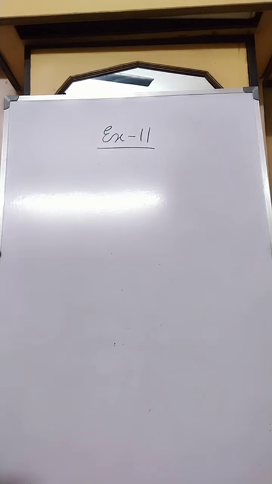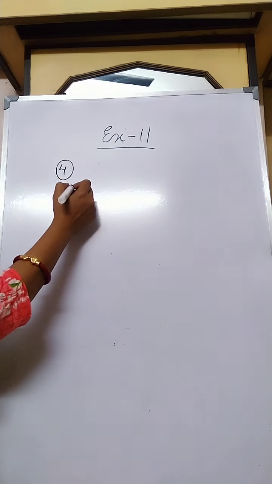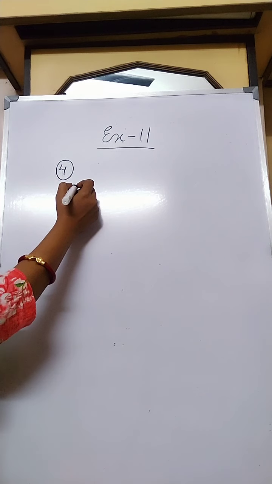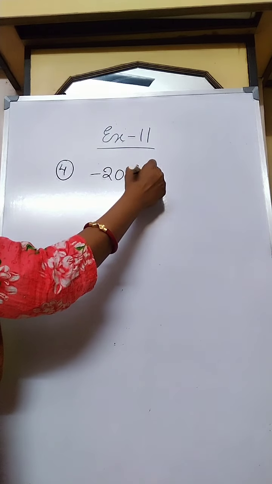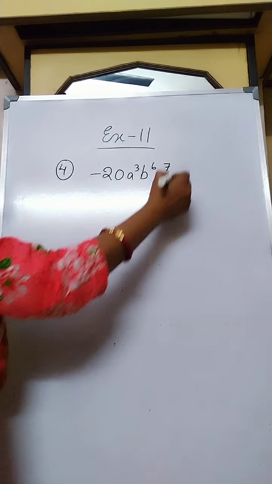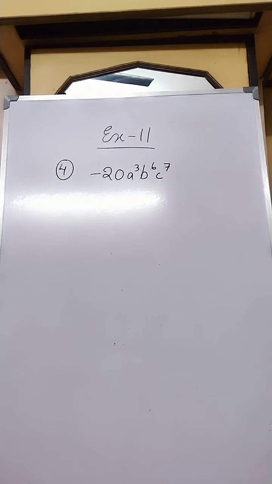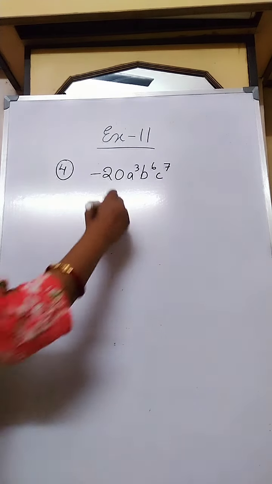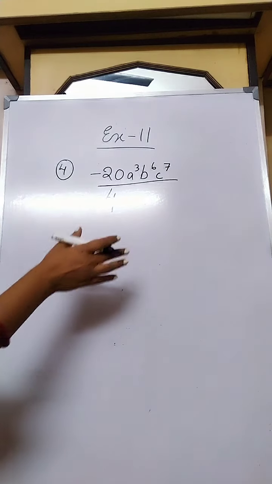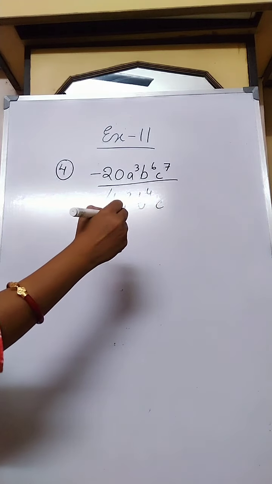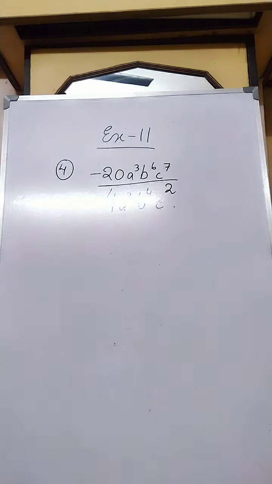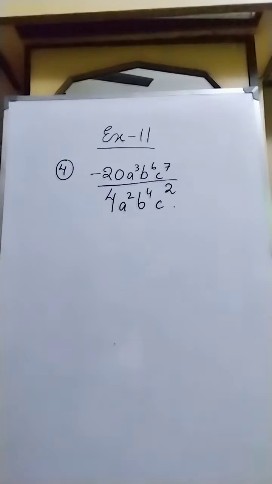Sum number 4. It is given that minus 20 a cube b to the power 6 c to the power 7 is divided by 4 a square b to the power 4 c square. Divided by 4, not minus 4, only 4 a square b to the power 4 c square. So this is given, and now we will divide this.